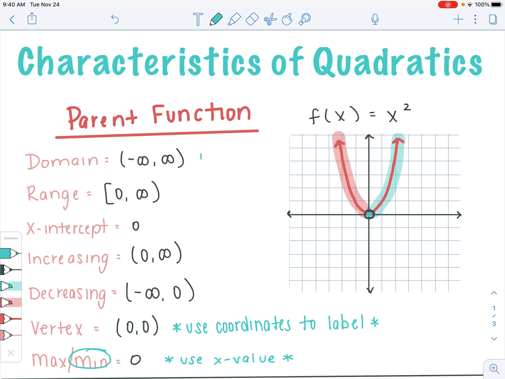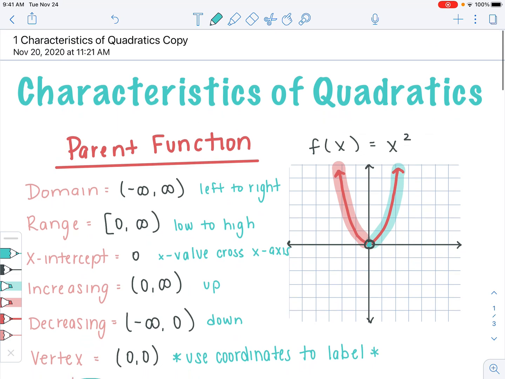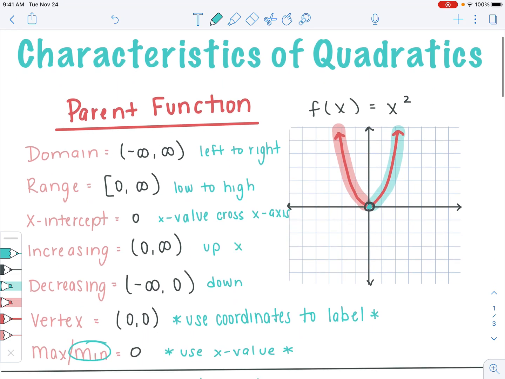So my domain again is left to right. My range is low to high. My x-intercept is the x value where we cross the x-axis. Increasing is where I'm going up, decreasing is where I'm going down. And these are both going to be x values. It should all be a review.